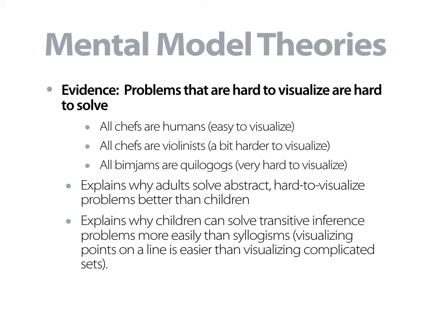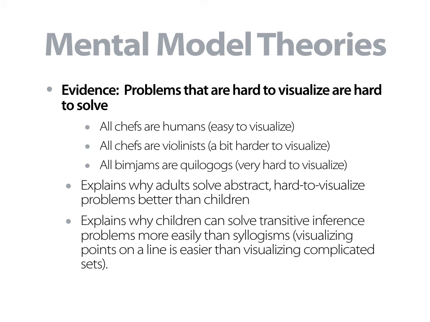This explains why adults are able to solve easy to visualize problems more easily than abstract, hard to visualize problems. It also explains why adults are able to solve abstract, hard to visualize problems better than children. And it also explains why children can solve transitive inference problems more easily than syllogisms, because visualizing points on a line is easier than visualizing complicated sets.